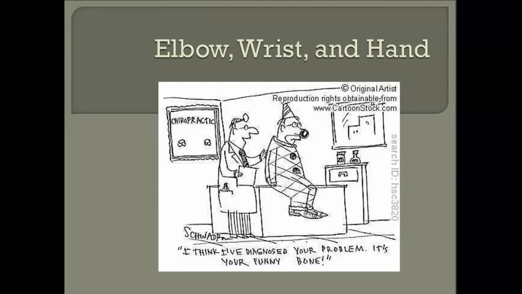Okay, this one is on the elbow, wrist, and the hand. I'm going to break it up into elbow and then wrist and hand. I'll put those together. Chapter 6 and 7 in your book is where this information is. There's even a handout that kind of follows along. You can write some notes if you would like.